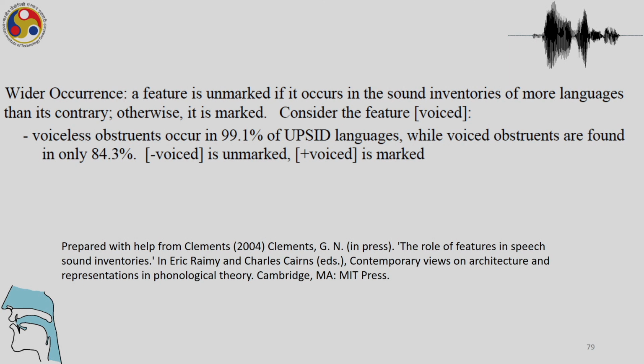So, by wider occurrence, a feature is unmarked if it occurs in the sound inventories of more languages, otherwise it is marked. So this is something we can assume to be correct for languages, that the more a feature is preferred in languages, the more unmarked it is. So voiceless obstruents occur in 99.1% of the UPSID languages, while voiced obstruents are found only in 84.3% of them. So minus voice is unmarked, plus voice is marked.